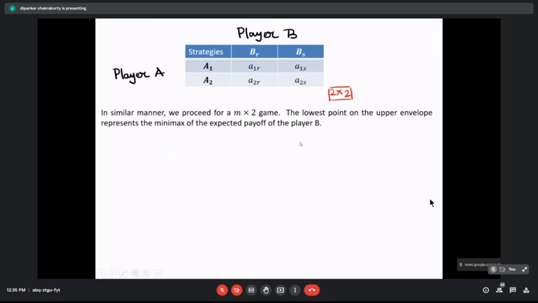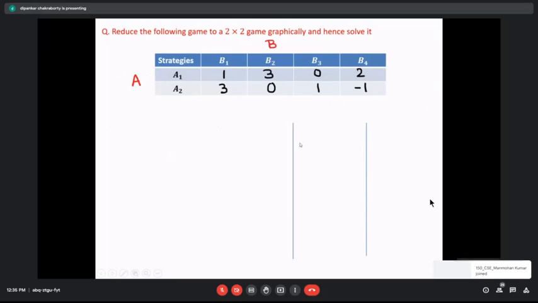Now I'll proceed to solve a problem so that it will be easy for us to understand the graphical method. It's a very, very simple method. You just need to understand what I'm saying.